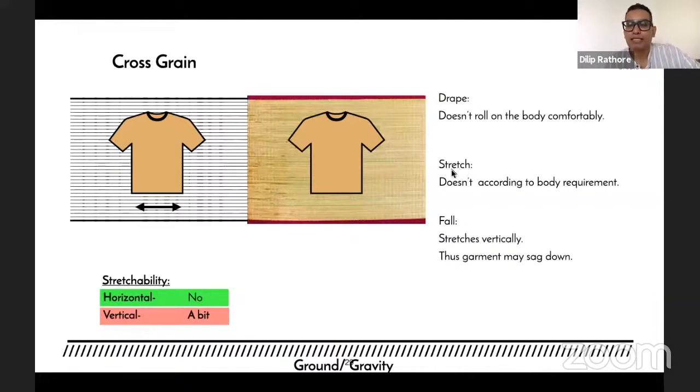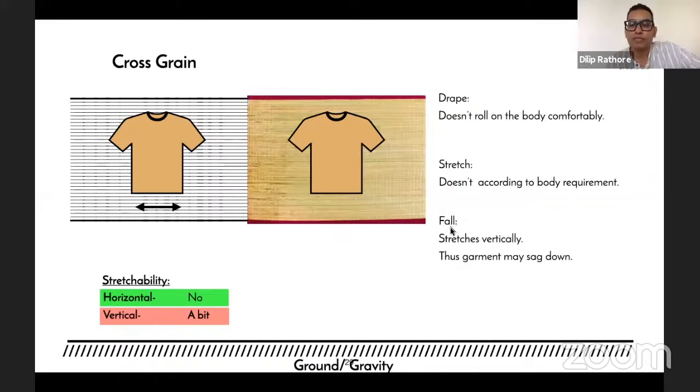Then the second is stretch. It does not stretch according to the body requirement. We saw the body grows horizontally. Here the warp is horizontal, so it will not stretch according to the body requirement. If the garment is really fitted, people will have real problem breathing.